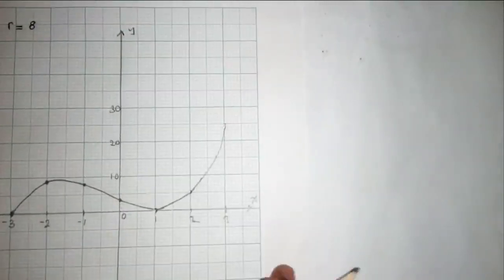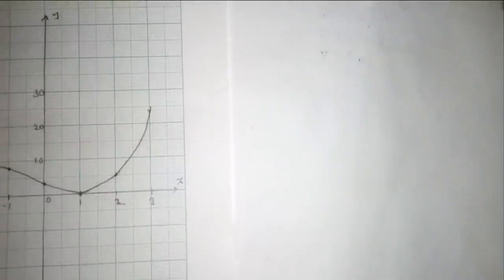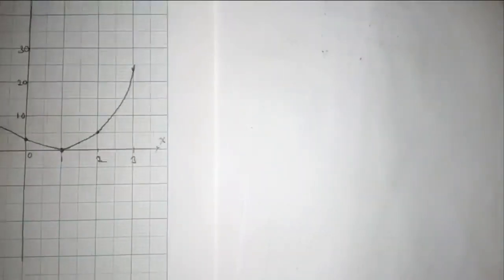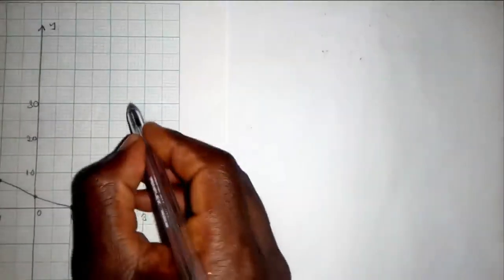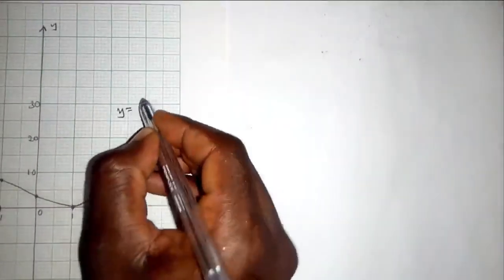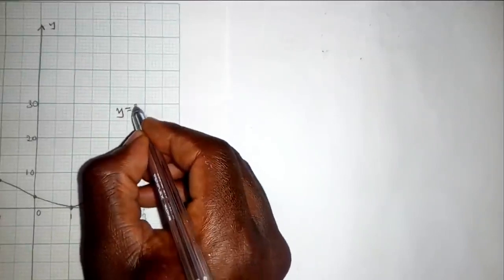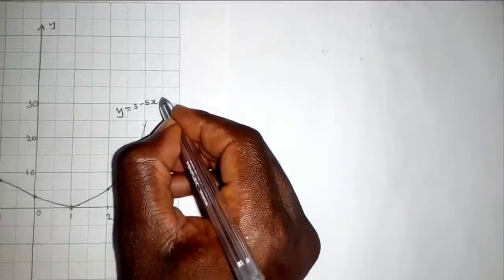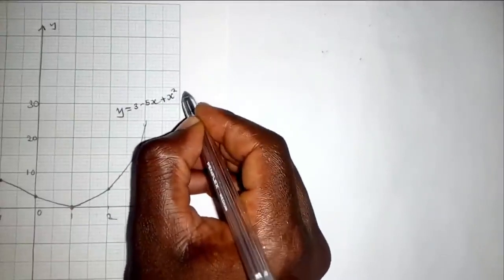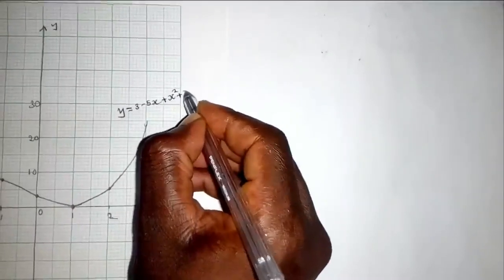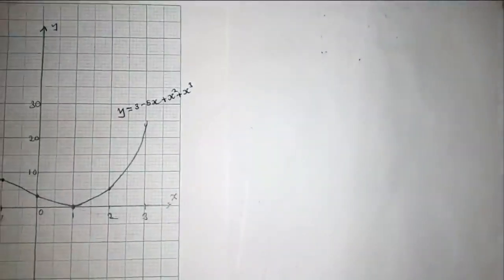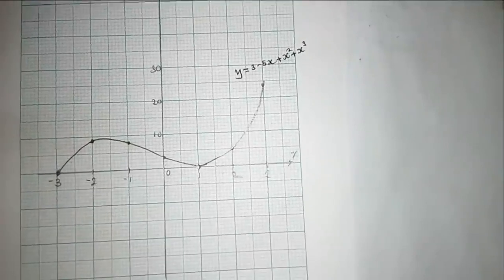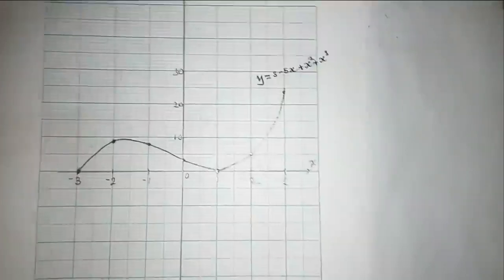So now since we are done, we can even indicate, we can say this is y is equal to 3 minus 5x plus x squared plus x cubed. Here you put your equation. So this is how it looks. We go to the next question.